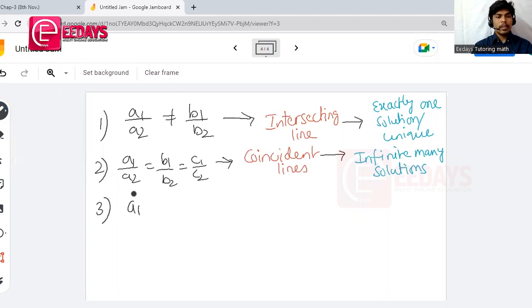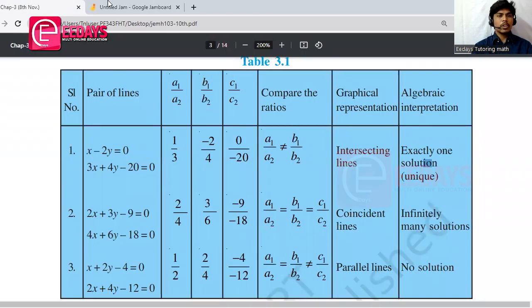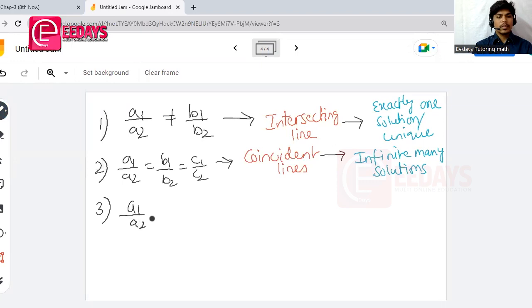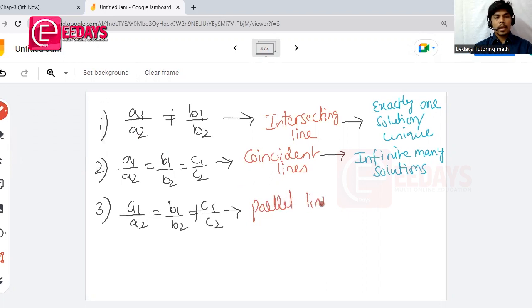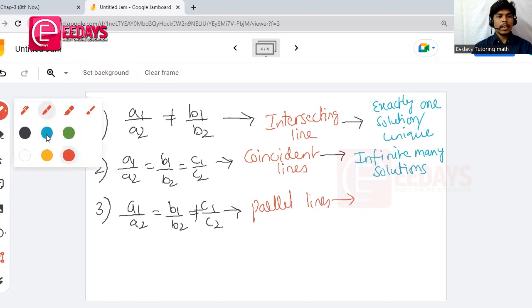The third one, A1 by A2 is equal to B1 by B2, not equal to C1 by C2. We'll solve all the questions, then you can see the representation. How can you write it? We call this parallel lines. Now for parallel lines, you can imagine a railway track.